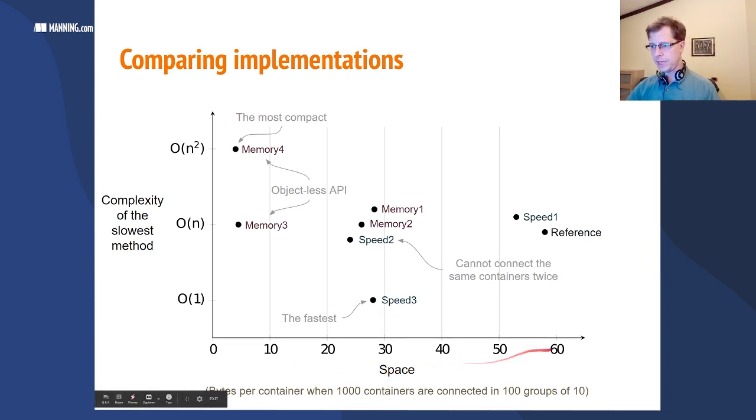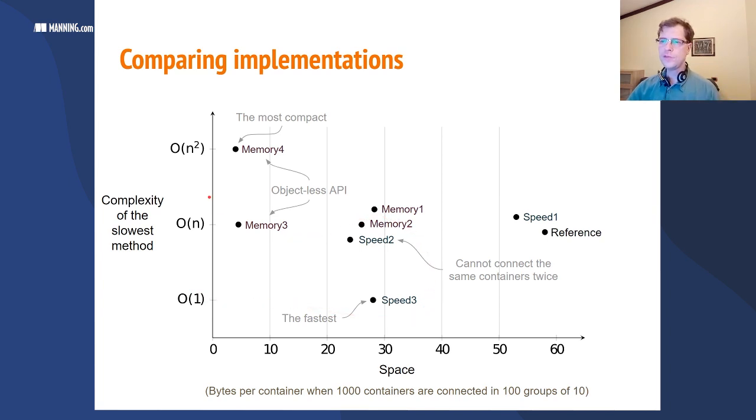And in this graph, you have space on the x-axis. By space, I mean the average number of bytes per container in a standard scenario with 1000 containers connected in 100 groups of 10. So Reference, for example, needs almost 60 bytes per container. It's very expensive memory-wise. And on the y-axis, I put the complexity of the slowest method of the 3 methods. So as you can see, Reference sits here at 60 bytes per container, with the slowest method being linear. And Speed 3, the one with trees, is a lot more space efficient, fewer than 30 bytes per container, and also the slowest method is essentially constant, because all 3 methods are essentially constant.